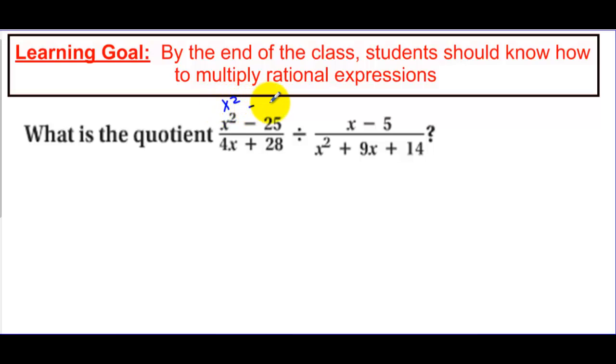This is x squared minus 5 squared. So I'm going to say this is the same as x plus 5 and x minus 5. And I'm not flipping the first one. I'm only going to flip the second one.